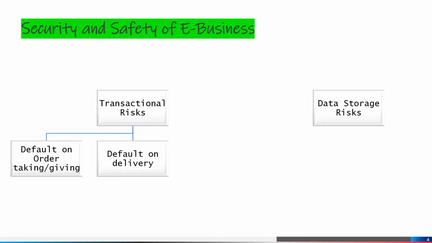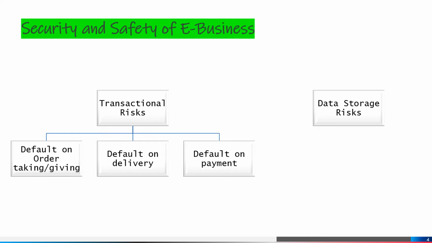Default on delivery. Sometimes goods may be delivered at the wrong address, or goods other than the order may have been delivered. These are very common problems which can arise during online businesses. The order has been dispatched by the seller, but the buyer hasn't received it. It has been lost in transit. Or goods have been dispatched by the seller, but some other parcel has been received by the buyer. So this can be a default on delivery.